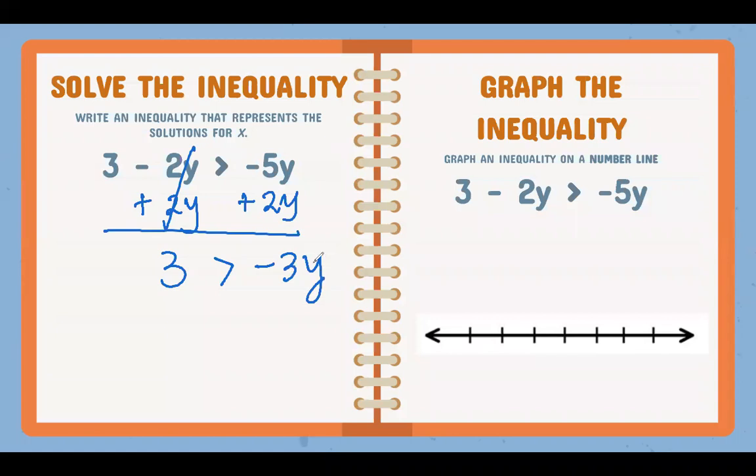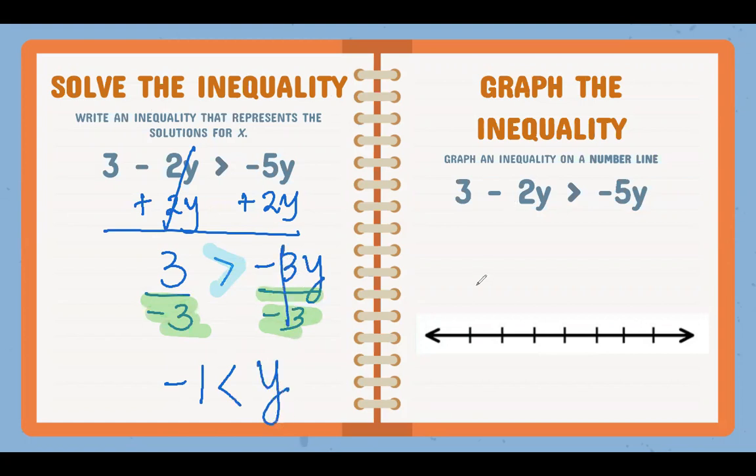I need to get y by itself, so I'm going to divide both sides by negative 3. And again, I know when I divide by a negative number, I need to flip my sign. And so I am going to have 3 divided by negative 3 is negative 1. My sign is going to flip, and this reduces to 1y. And so I have got y is greater than negative 1.